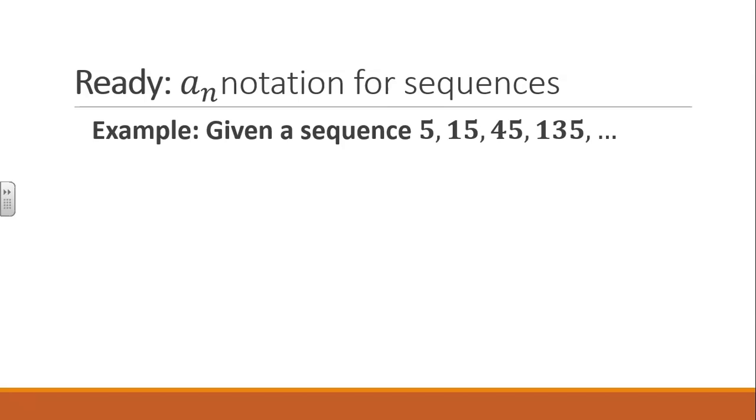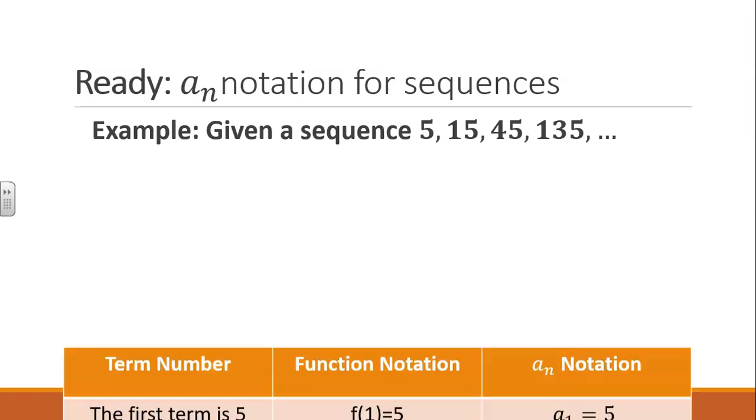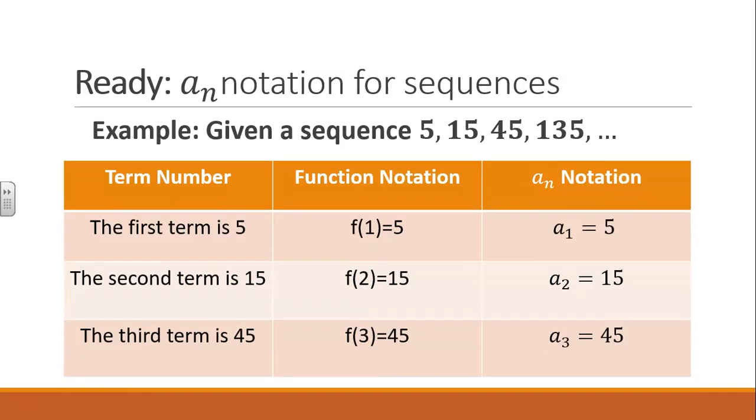In the Ready, we're using subscript notation for sequences. In this example, we're given a sequence 5, 15, 45, 135. Here we can see how function notation compares to our subscript notation. The first term, f of 1 equals 5, and here, since it's a subscript, we'll say a sub 1 equals 5. A sub 2 equals 15, and a sub 3 equals 45.